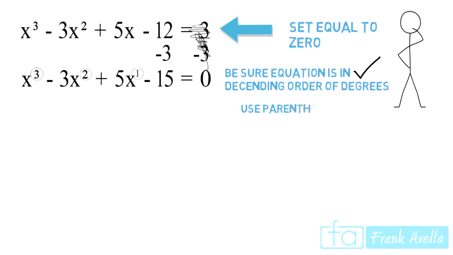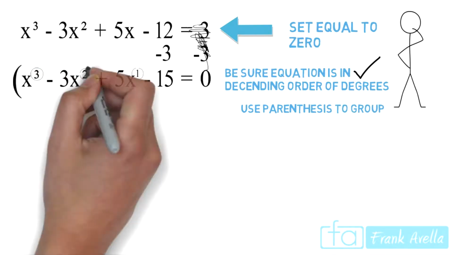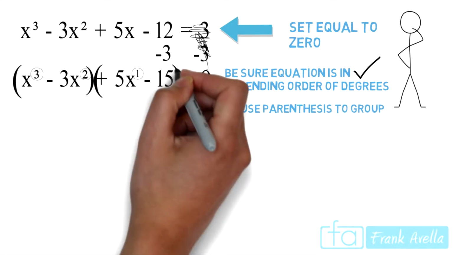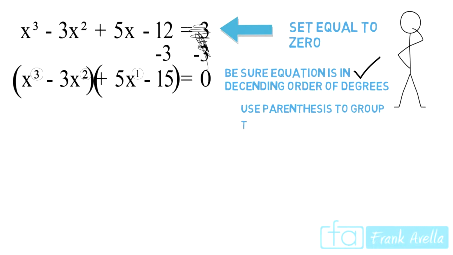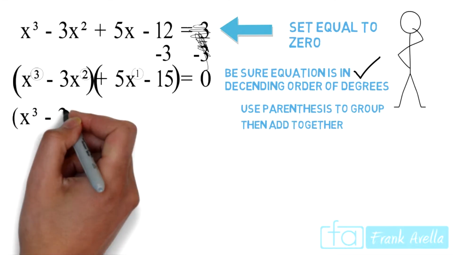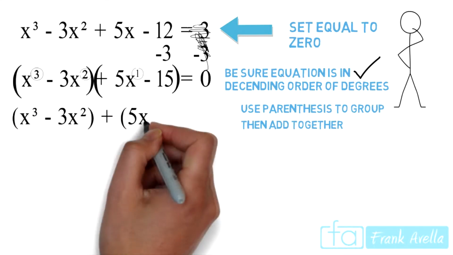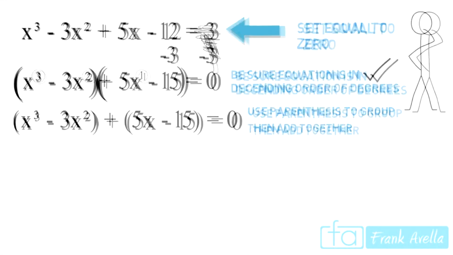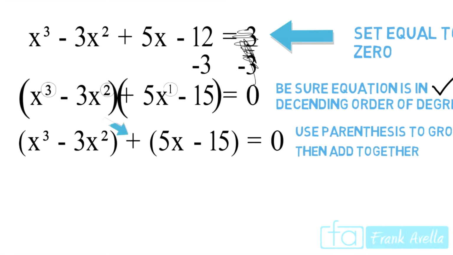And our next step is to use parentheses to group. And you're always going to group them in pairs in descending order of degrees. So we group the x to the third and x squared term, and x to the first power and the constant. And our next step is to add them together, which leaves us with parenthesis x to the third minus 3x squared and a parenthesis 5x minus 15. And notice the plus sign that exists between both groups.